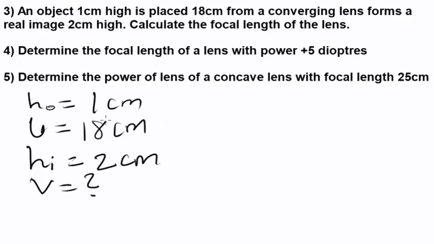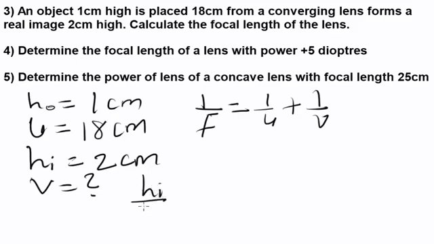Since it's a converging lens, the focal length will be positive, so the lens formula will be 1 over f, the focal length, equals 1 over u plus 1 over v. In this formula, we don't have our image distance, so we have to get the image distance first before we use this formula to find the focal length.